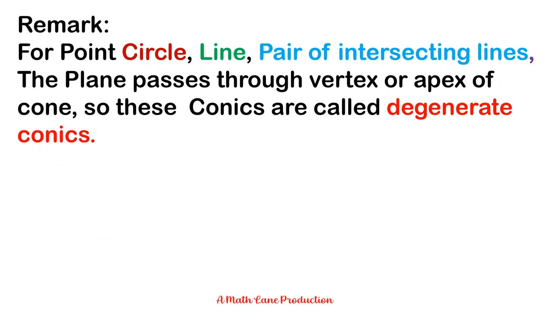Note one thing: if the plane is tangent to only one generator, we get a line, and if it is tangent to both generators, we get a pair of intersecting lines. So for a point circle, line, and pair of intersecting lines, the plane passes through the vertex or apex of the cone. So these conics are called degenerate conics.